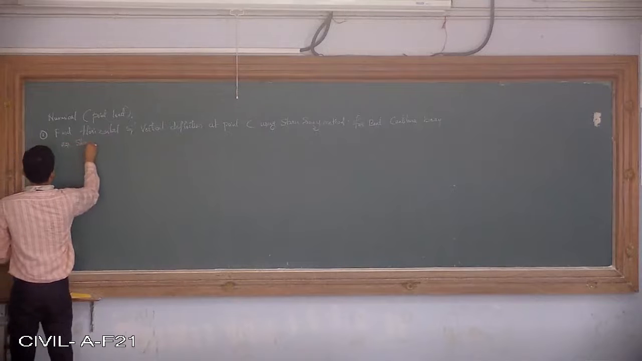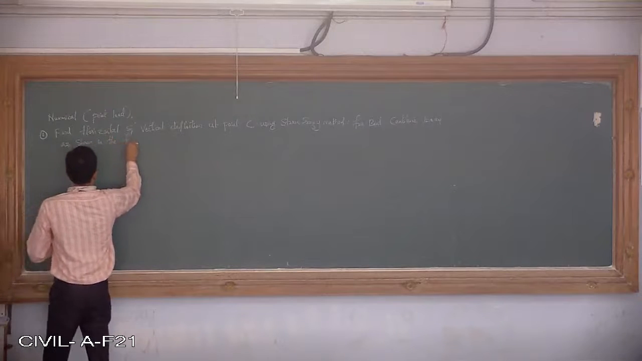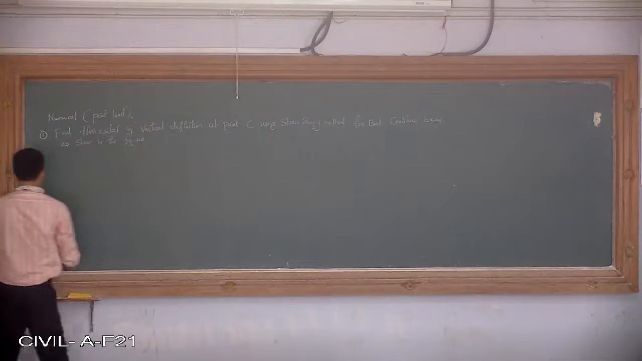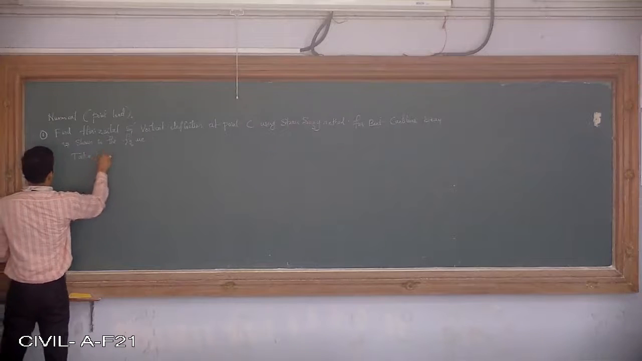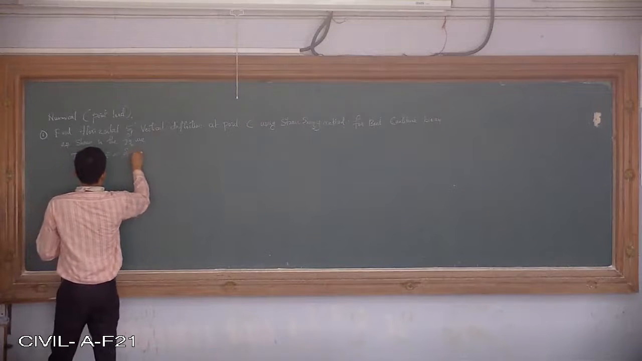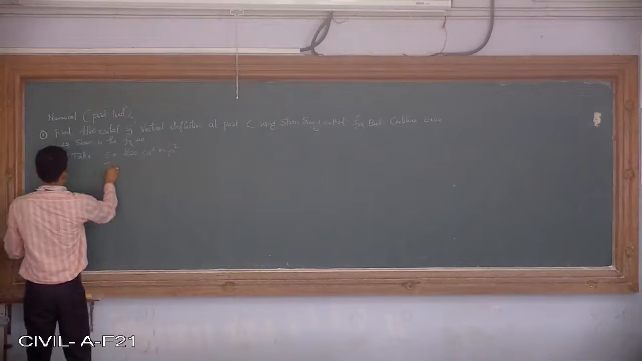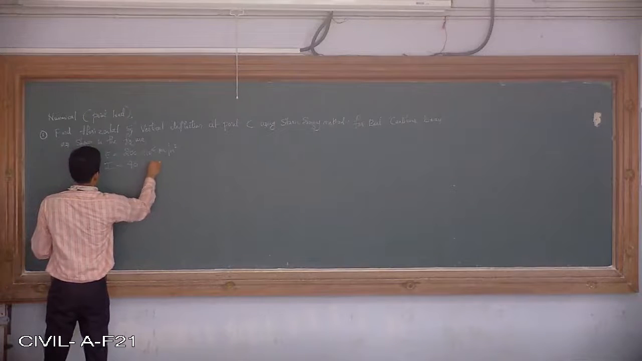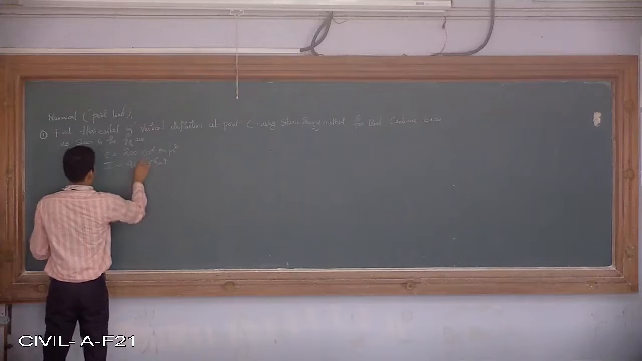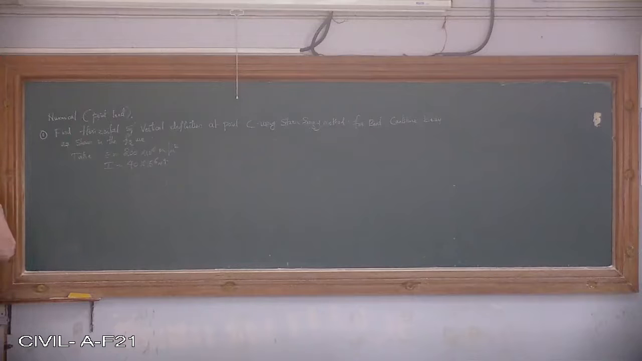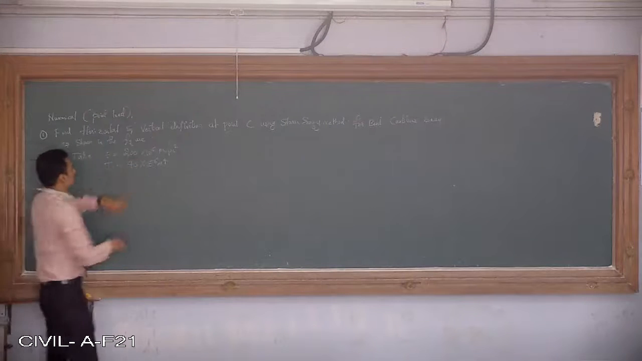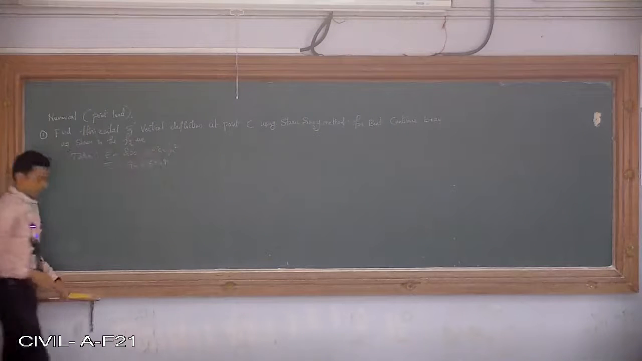As shown in the figure, we have Young's modulus E equal to 200 into 10 power 6 kilonewton per meter square and moment of inertia is 40 into 10 power minus 6 meter raised to 4. No need to convert the unit because it is in kilonewton and meter. We'll stick with this because load is in kilonewton and distance is in meter, so no need to change any unit in E and I. That is standard.